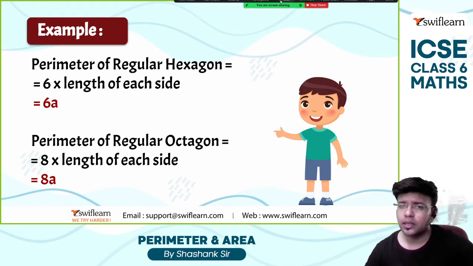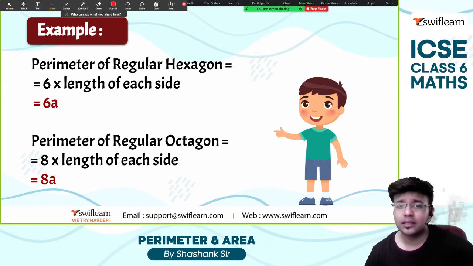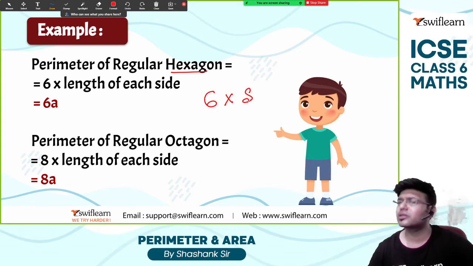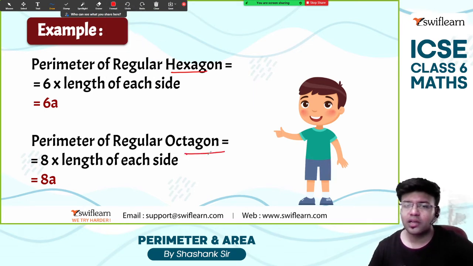For example, a regular hexagon. Hexa means 6. Let each side be A. Sir, why do you keep taking A again and again? Yes, you can take C also, you can take S also. It is just a representation. For the octagon, I already said it is 8 times the length of each side.